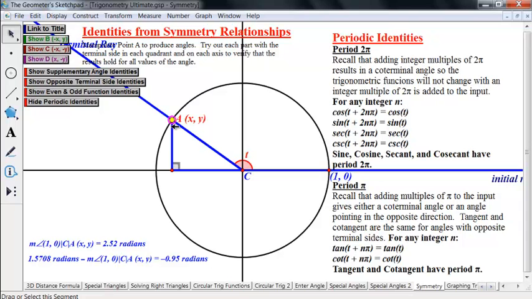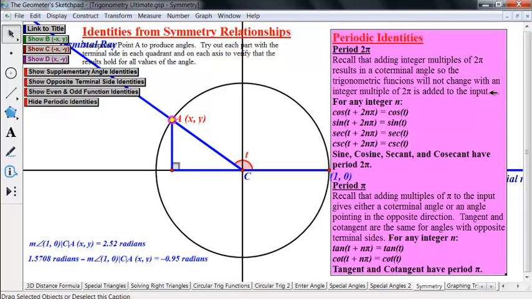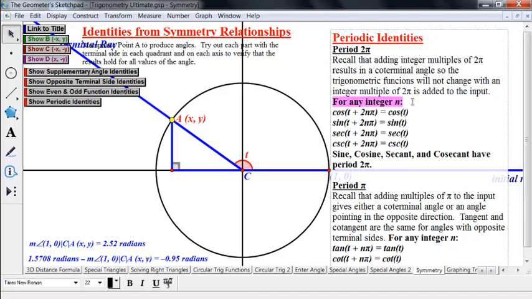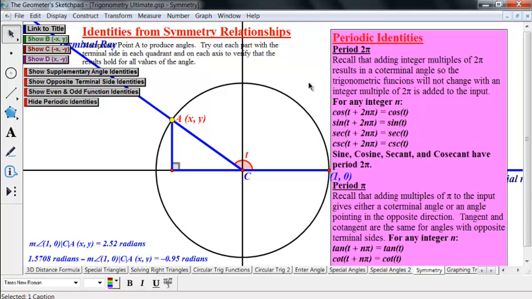So cosine of t plus 2n pi is cosine of t. Sine of t plus 2n pi is sine of t. Secant of t plus 2n pi is secant of t. And cosecant of t plus 2n pi is cosecant of t, where n is any integer. So for any integer n, we get these relationships. Now, same thing, I could do tangent in here as well.